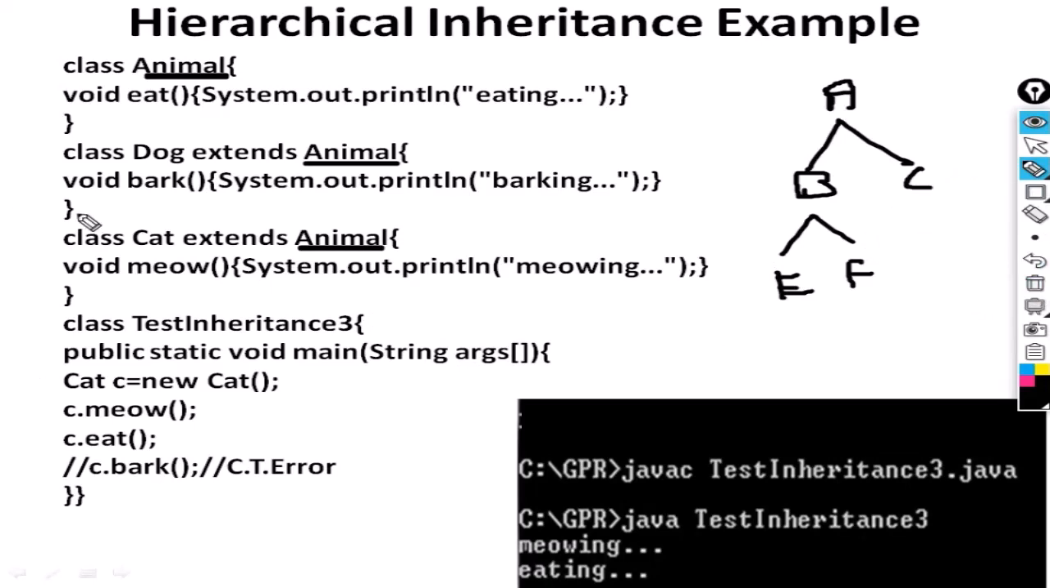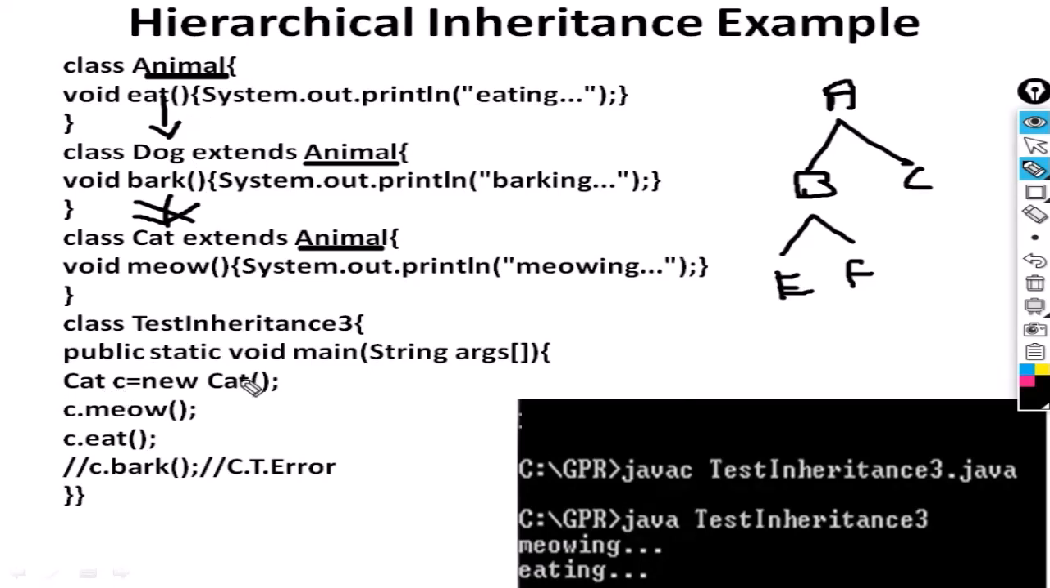But the thing is, what we have done here, there is no multi-level inheritance. It is not inheriting. Dog is inheriting from animal, but cat and dog do not have any relationship. Only animal is a class which is used by dog as well as cat.